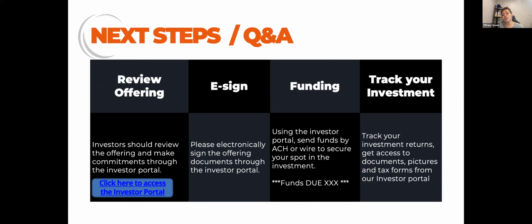And then the portal is what you use to actually track your investments. For example, your documents will be uploaded to the portal. There'll be pictures in the portal, your tax forms will be in the portal. So when it's time to receive that depreciation, you'll actually get your K-1 from the portal there. So that way you have a secure method of sending your funds, as well as tracking your funds and exactly where the deal is.